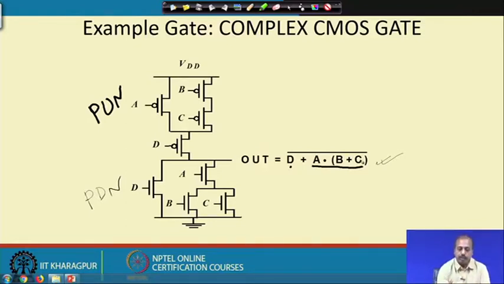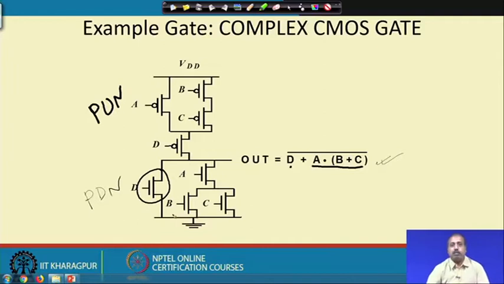So, in the N network we will have D and this A into B plus C as two parallel branches. Like here you see that D is one branch and A into B plus C is in parallel with that. In A into B plus C, after A the remaining part B plus C will be in series with A. So, A is there and after that B plus C. That is in series with A, and since there is a plus between B and C, these two transistors B and C will be in parallel.